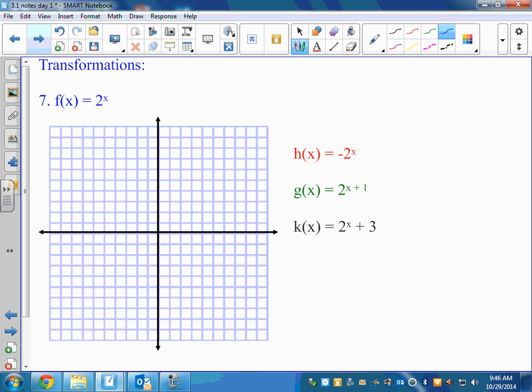I'm going to graph 2 to the x, just like we did already. At 0, it's at 1. At 1, it's at 2. At 2, it's at 4. At 3, it's at 8. And that's what I'm going to call my parent graph.